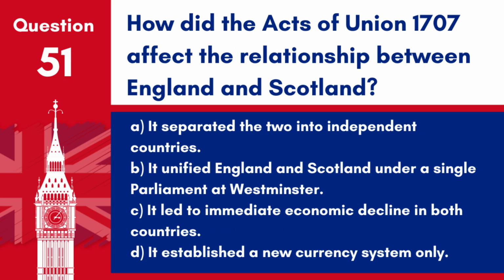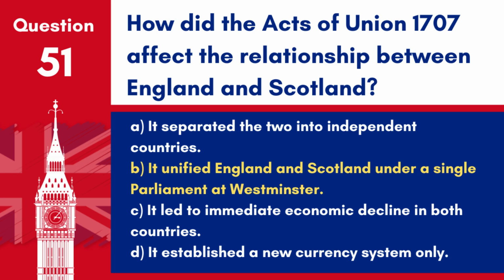Question 51. How did the Acts of Union 1707 affect the relationship between England and Scotland? A. It separated the two into independent countries. B. It unified England and Scotland under a single parliament at Westminster. C. It led to immediate economic decline in both countries. D. It established a new currency system only.